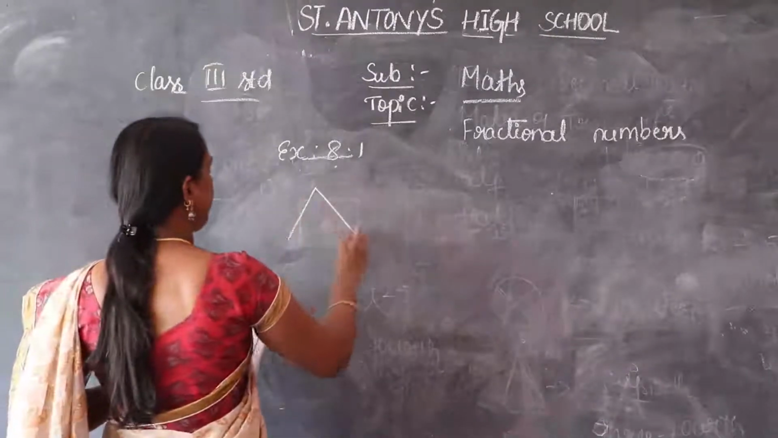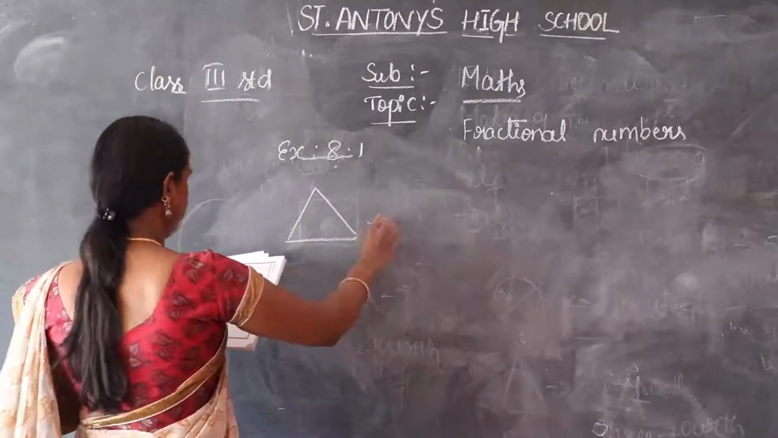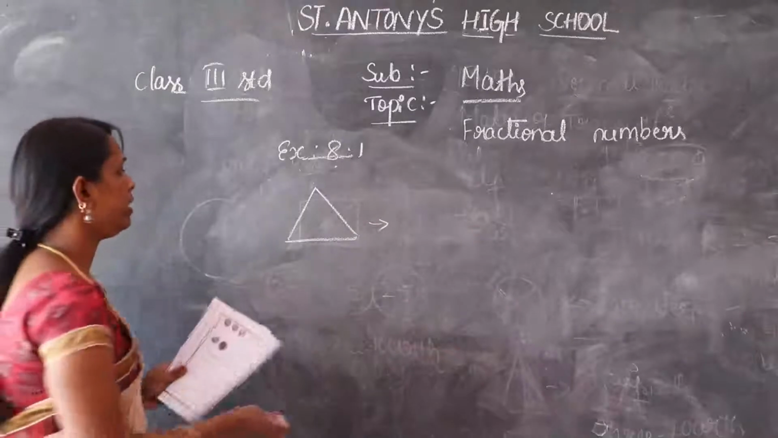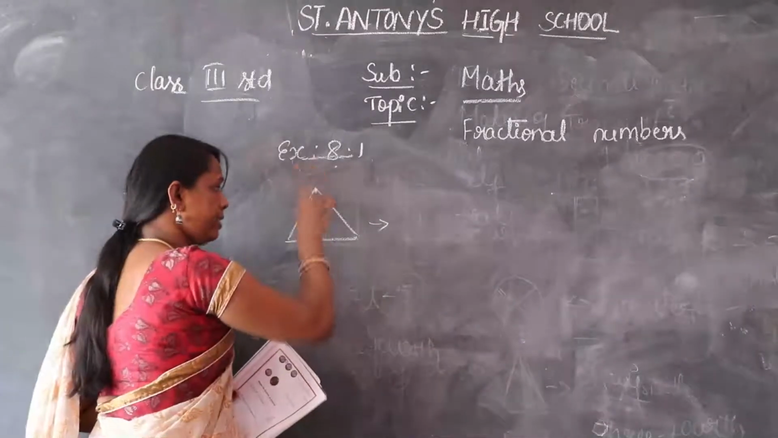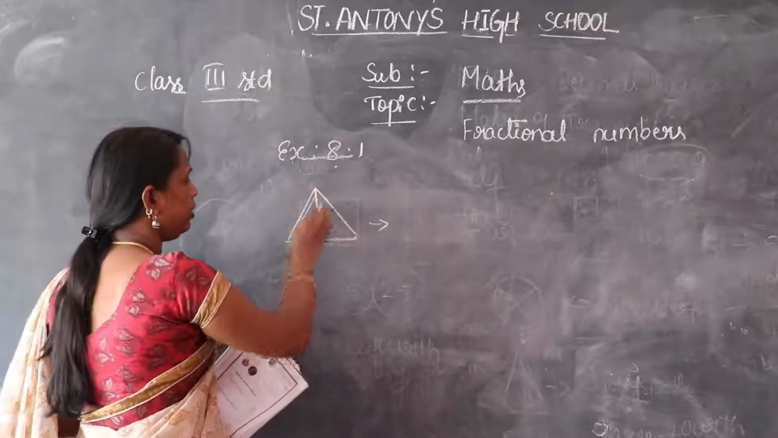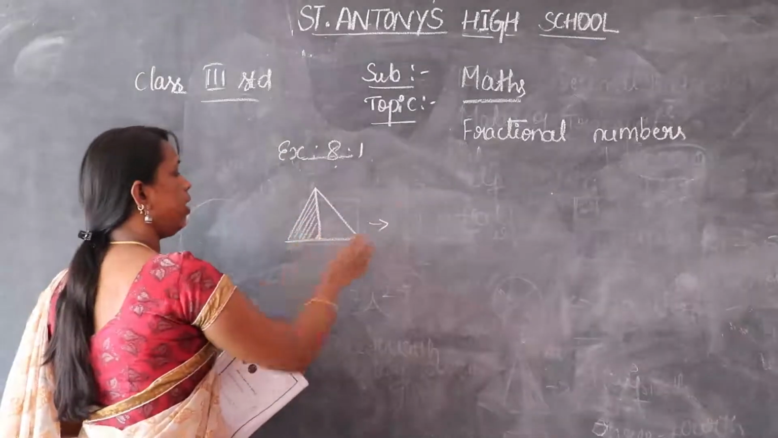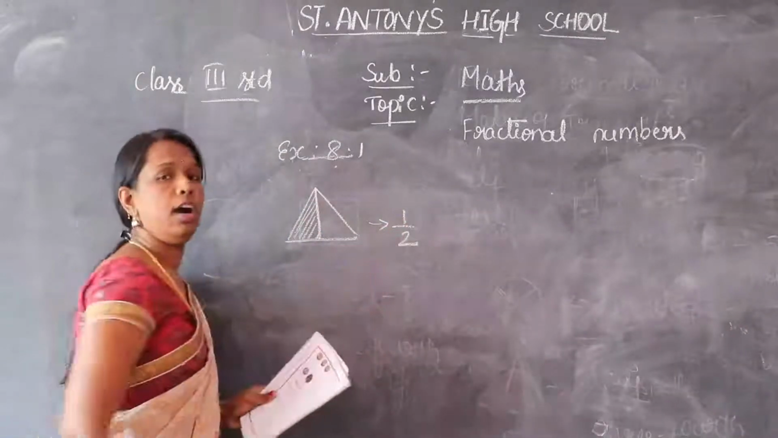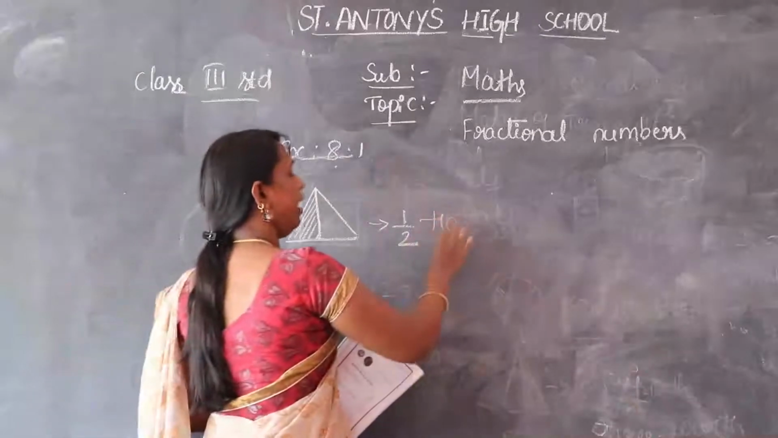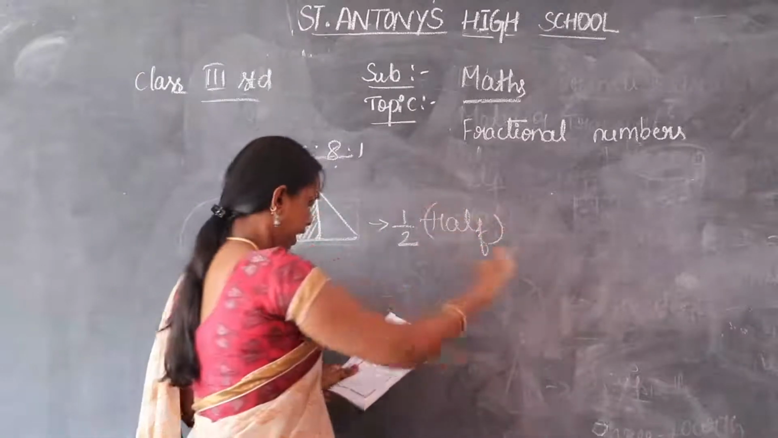Here this is a triangle. Shade this to half. Shade this to half. Write the center line and shade using the color pencils. Call it as this half. Half. Okay. Next one.